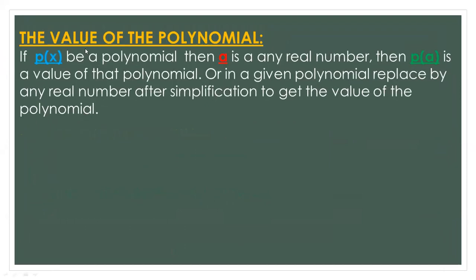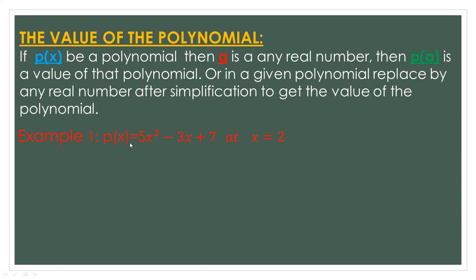First one is the value of the polynomial. It means how we are going to find out the value of the polynomial. For this, if p of x is a polynomial and a is any real number, then p of a, it means just replace x by a, is the value of that polynomial. Or in a given polynomial, just replace x by any real number a, and after simplification you get the value of the polynomial. You will know this through some examples here.